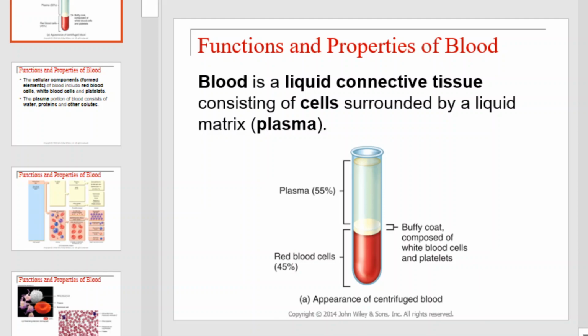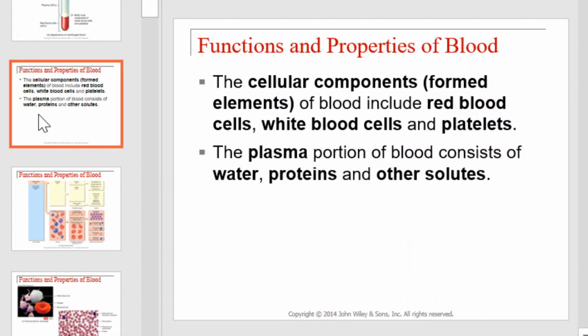Blood is a liquid connective tissue consisting of cells surrounded by a liquid matrix known as plasma. The plasma makes up 55% of the total blood volume. The suspended solids, or red blood cells, make up the remaining 45%. The cellular components, or formed elements of blood, include red blood cells, white blood cells, and platelets.